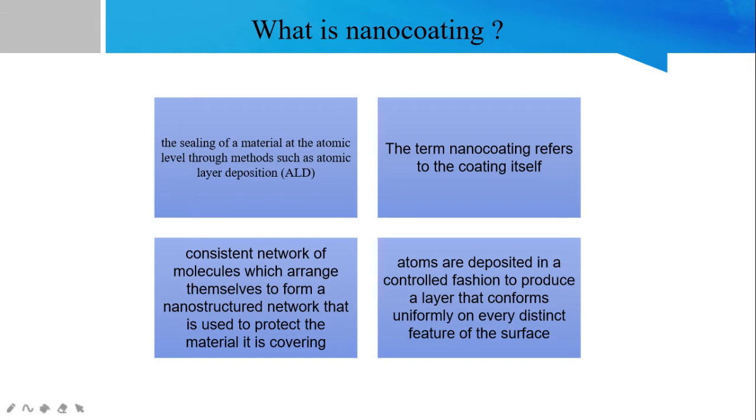A nanocoating can be produced with utmost precision through a process which involves atomic building blocks, where atoms are deposited in a controlled fashion to produce a layer that conforms uniformly on very distinct features of the surface. Nanocoating can be used in many applications, like my topic, which is boiling.